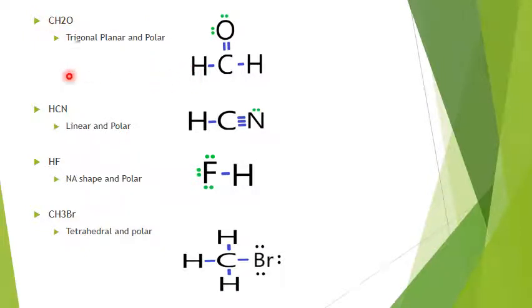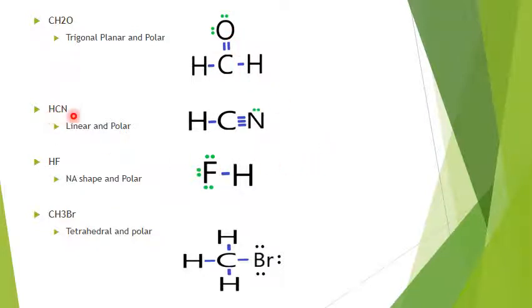Okay, in terms of its shape, it's trigonal planar. The center atom has 3 things attached and no lone pairs, so it's trigonal planar. It's polar because it has different atoms attached. It has hydrogen and oxygen.